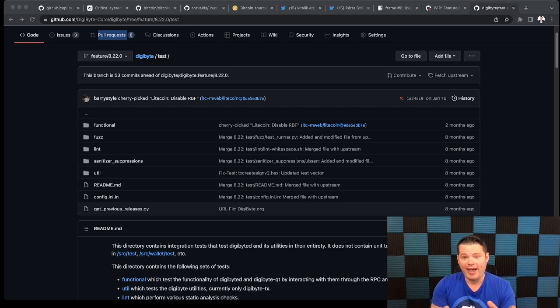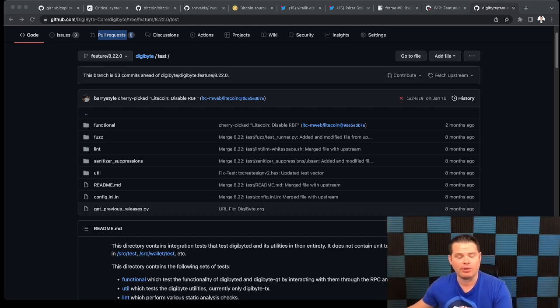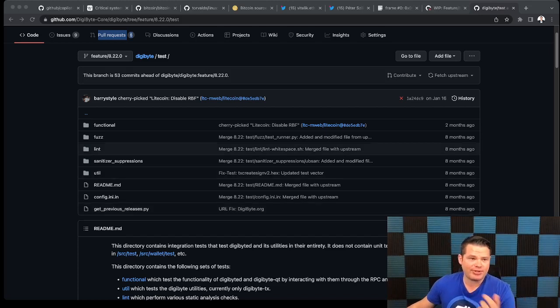In fact, because there's been so much work done on our implementation of Dandelion, there's a good chance that the Bitcoin Core devs could basically say, hey, look what DigiByte did. We could actually use that, and it could be the path for Dandelion to get merged into Bitcoin Core, because there's so much complexity and so much going on there. So there is an upside to that.